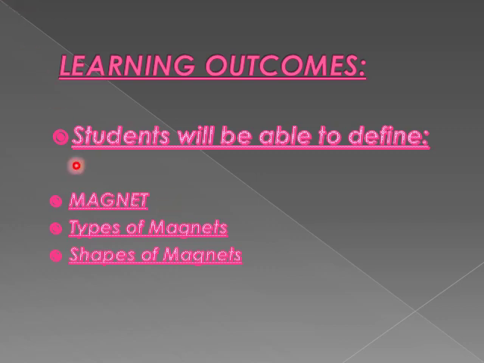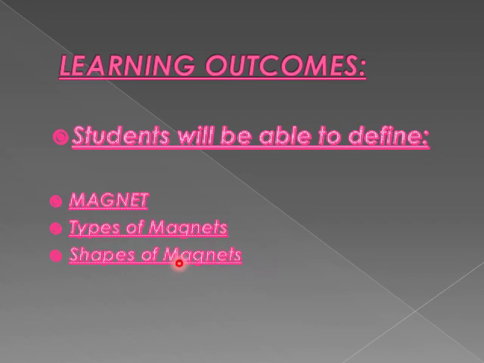And now, the types of magnets. So, my dear students, what are the different types of magnets? Think. Yes, there are two types of magnets. One is natural and the second is artificial.